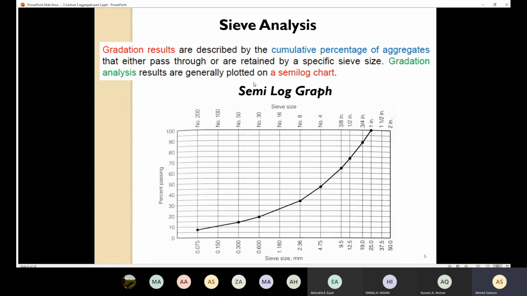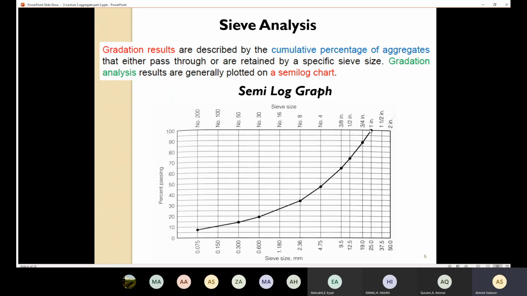But this one here is a semi-log graph. Why is it a semi-log graph? Because the graph here, if I make it normal, is going to be too long, because the difference between 50 and 0.075 is going to be large. That is why we are going to use the log scale on the x-axis. But for the y-axis, we are going to use a normal scale. So this one is a log scale and this one is a normal scale, so we are going to call it a semi-log graph.